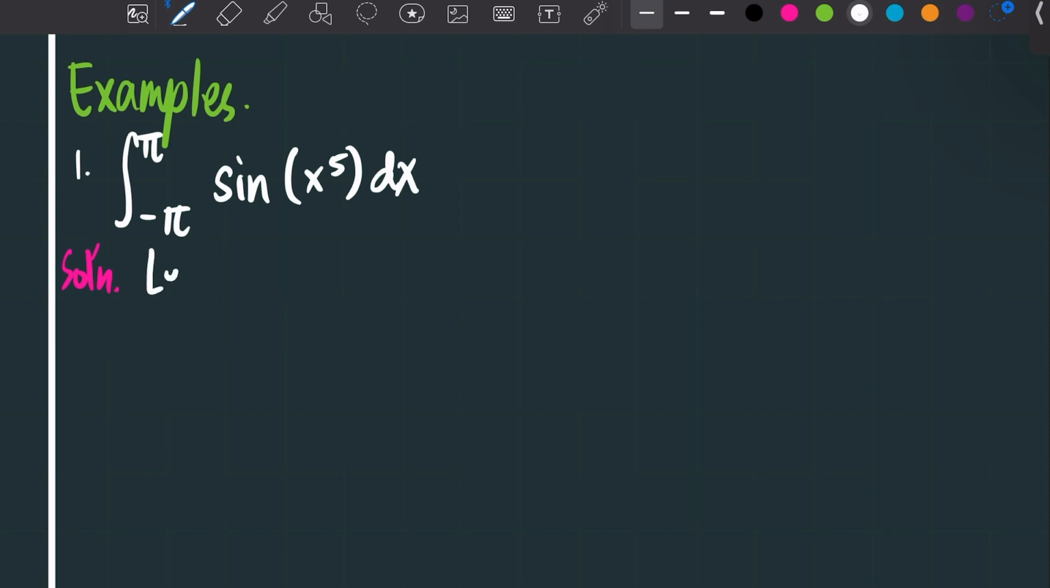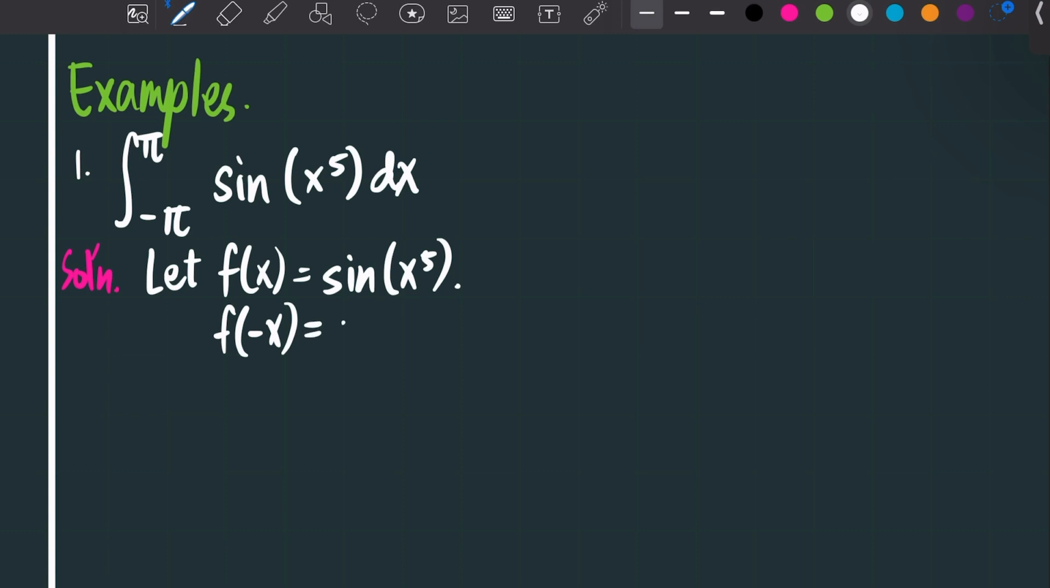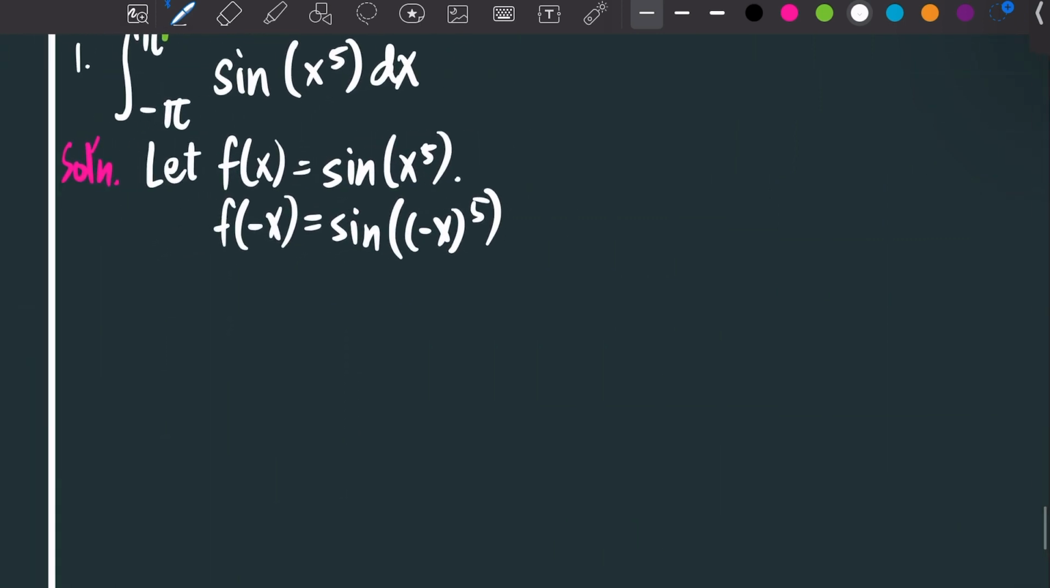So, let small f of x to be equal to sine of x raised to 5. Then, to check for symmetry, ang ginagawa natin is we look at f of negative x, diba? So, f of negative x equals sine of negative x raised to 5. And this one is sine of, so since yung power natin here is odd, ang matitira sa loob is negative x raised to 5.